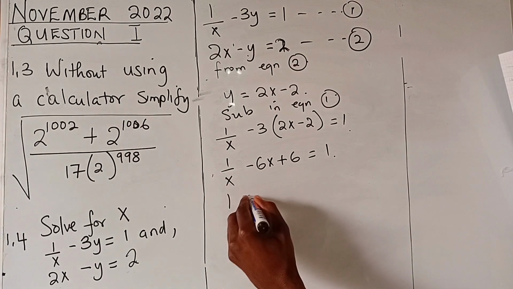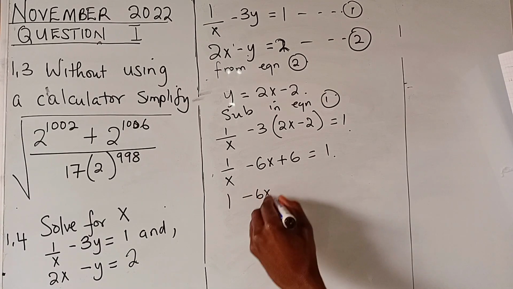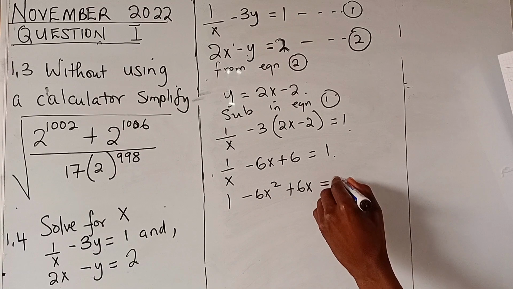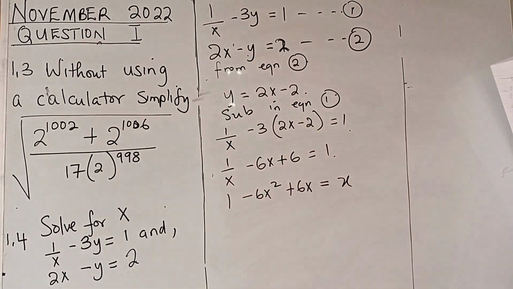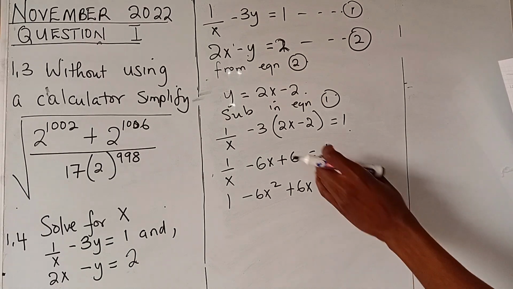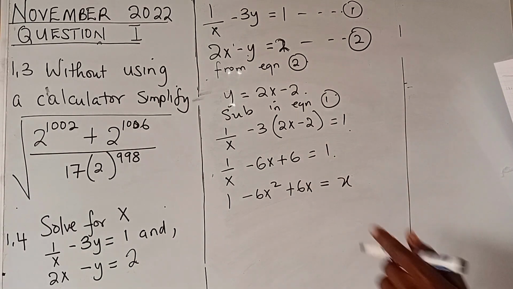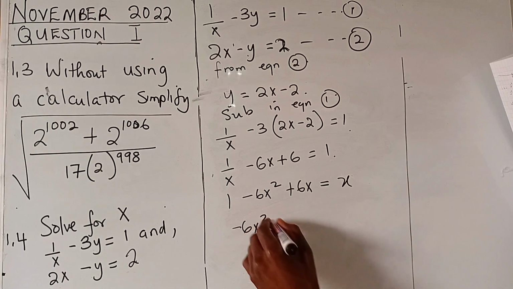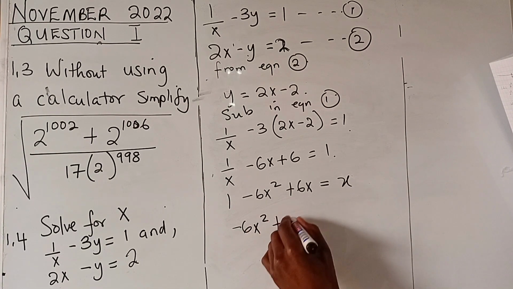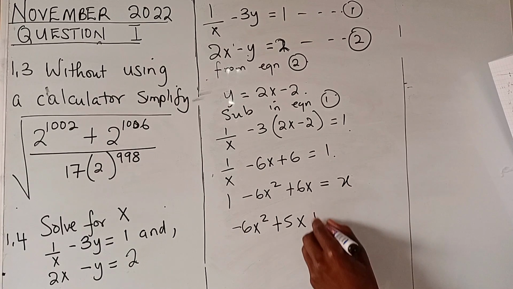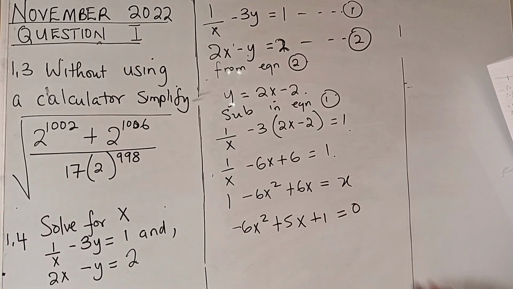We're going to have 1 minus 6x squared plus 6x is equal to x. 1 times x. Remember, when you multiply by x, you are multiplying everything, including the right-hand side. So from here, I can rearrange and say minus 6x squared plus 5x. Remember, I'm going to transpose this x that side. Then plus 1 is equal to 0.